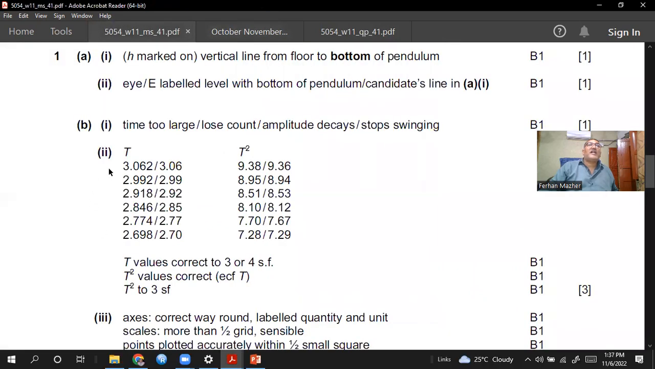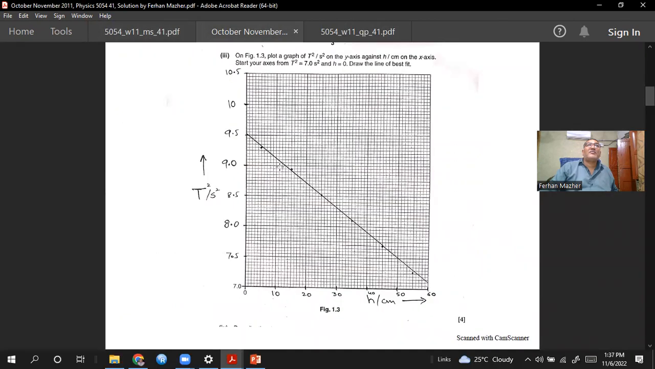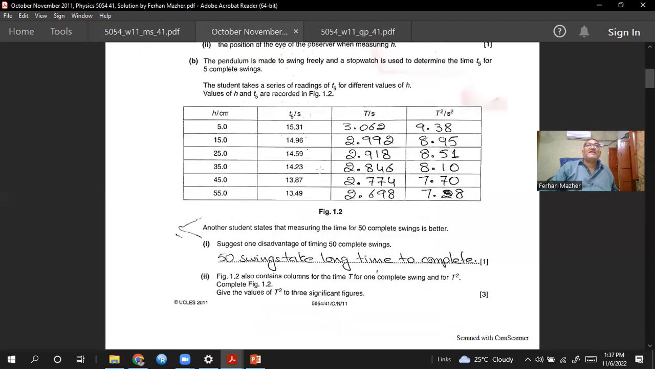And let me tell you where the points are. So these are the points. At 5, you put a dot at 9.38. At 15, you put a dot at 8.95. At 25, a dot at 8.51. At 35, a dot at 8.10. At 45, a dot at 7.7. And at 55, a dot at 7.28.